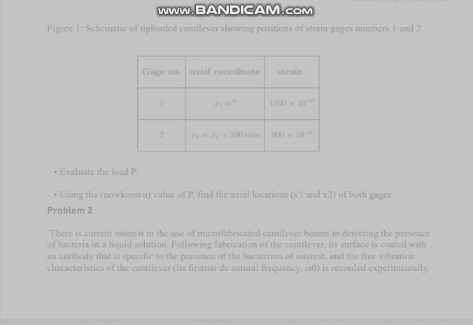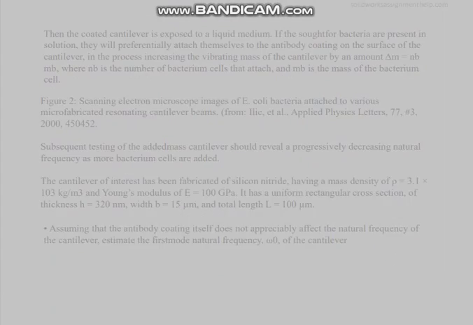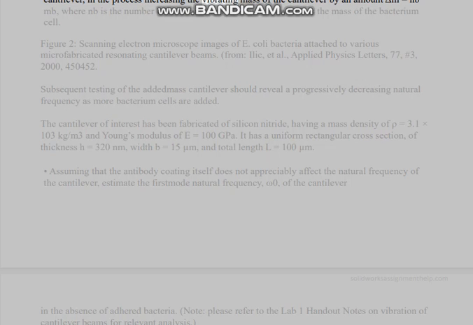Then the coated cantilever is exposed to a liquid medium. If the sought-for bacteria are present in solution, they will preferentially attach themselves to the antibody coating on the surface of the cantilever, in the process increasing the vibrating mass of the cantilever by an amount Δm equal to NB/MB, where NB is the number of bacterium cells that attach, and MB is the mass of the bacterium cell. Figure 2. Scanning electron microscope images of E. coli bacteria attached to various microfabricated resonating cantilever beams.